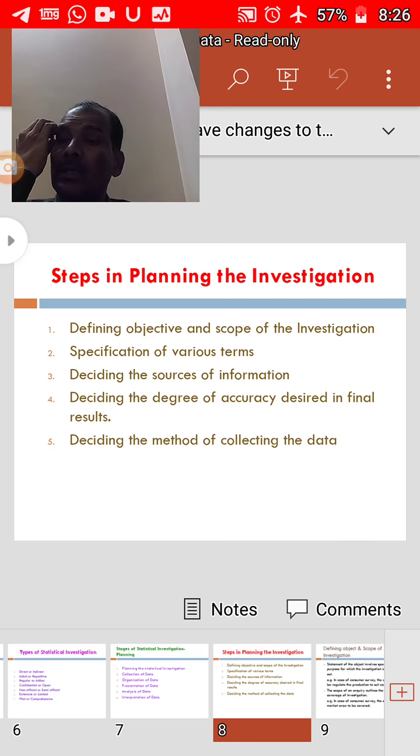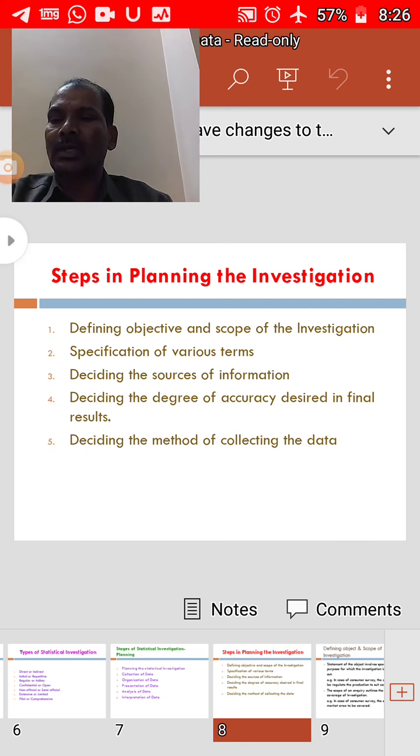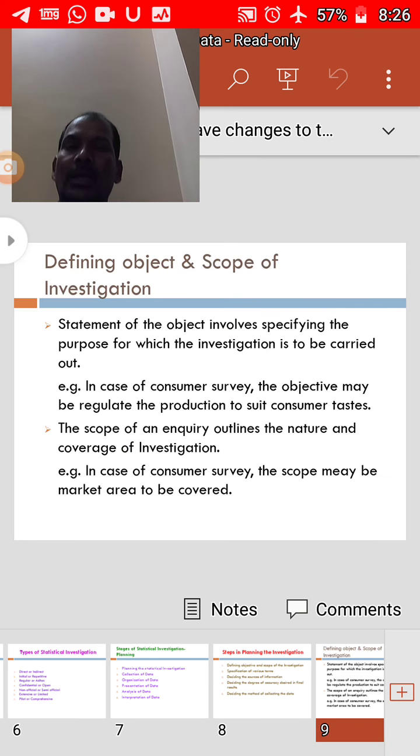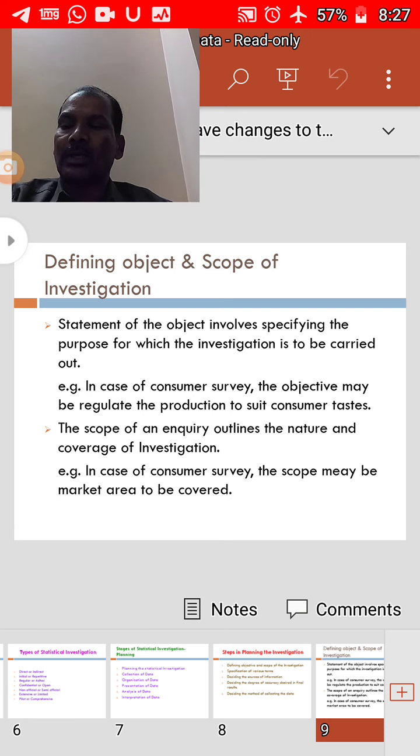At the outset, the investigator has to state the objective of the investigation in clear and definite terms. Statement of the object involves specifying the purpose for which the investigation is to be carried out. An example for this: if the investigator intends to conduct an investigation in respect of a consumer survey, his objective may be to regulate the production in accordance with the consumer tastes and preferences.